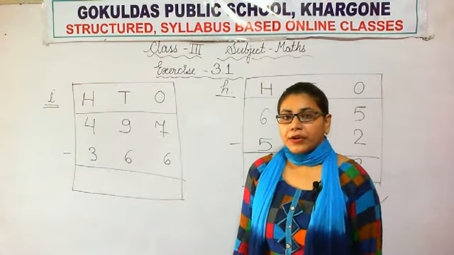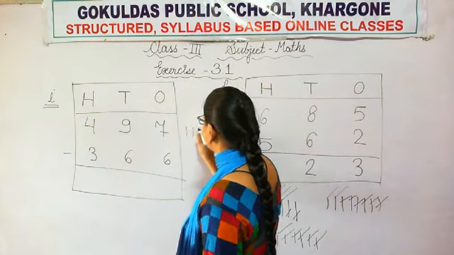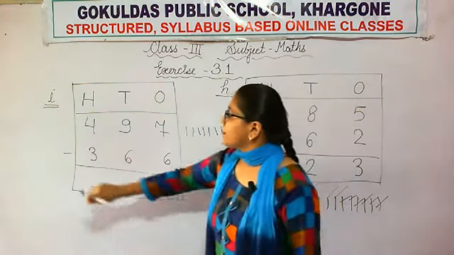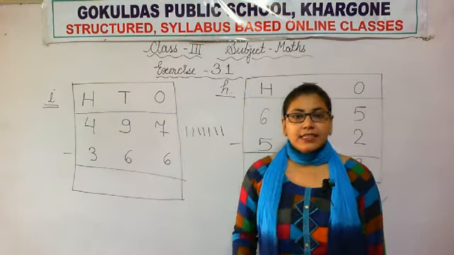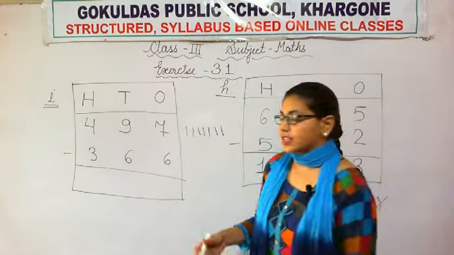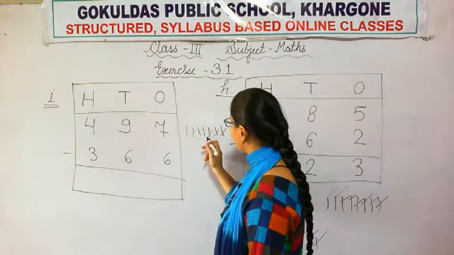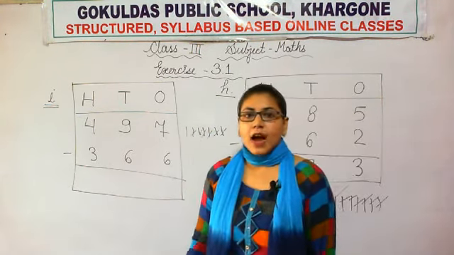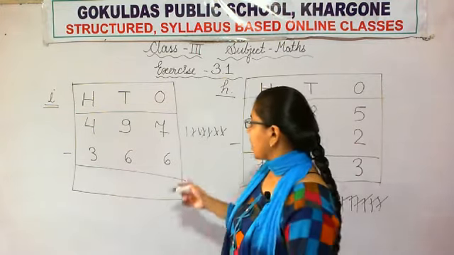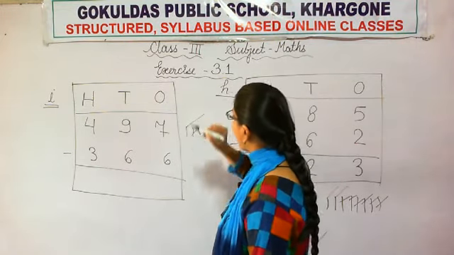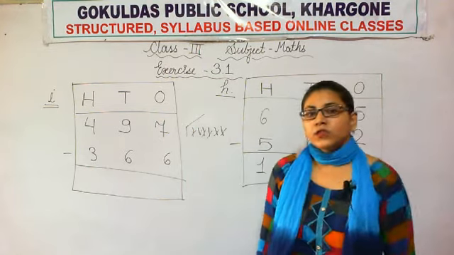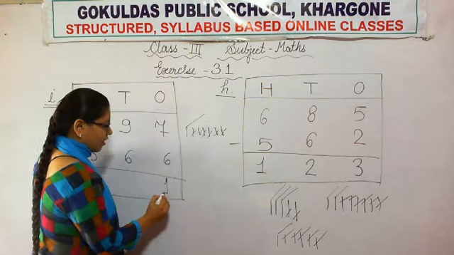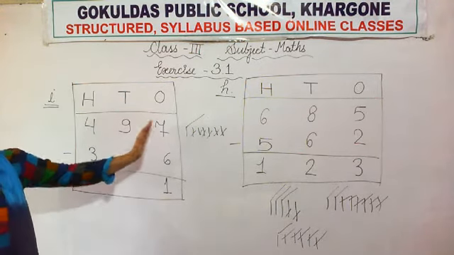First of all we will draw 7 sticks. Let's draw 1, 2, 3, 4, 5, 6 and 7. Minus 6, so we will cancel out 6 sticks. Let's cancel 1, 2, 3, 4, 5 and 6. Now the last step is counting the remaining sticks. Only 1 stick is left, so we will write the number 1. Now we are done with the ones column.